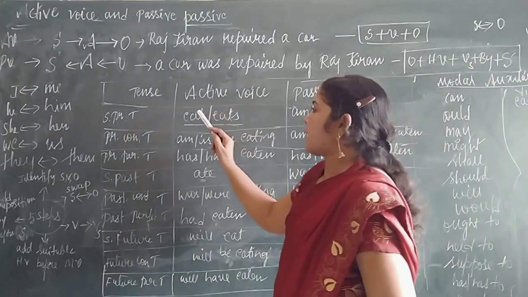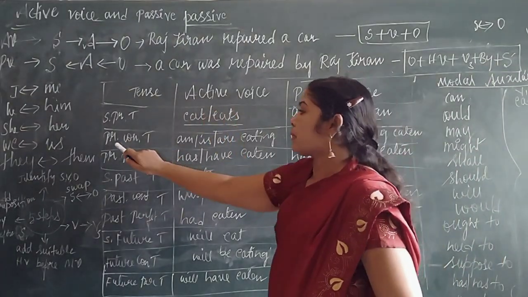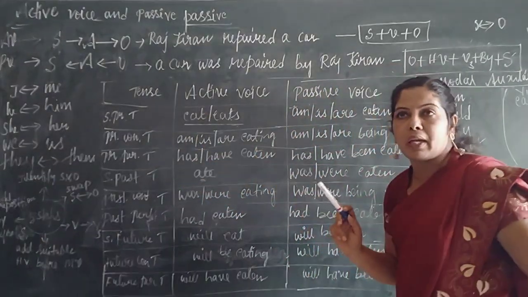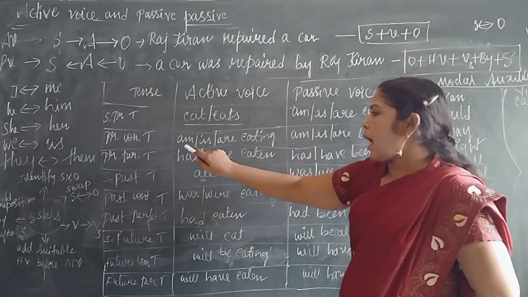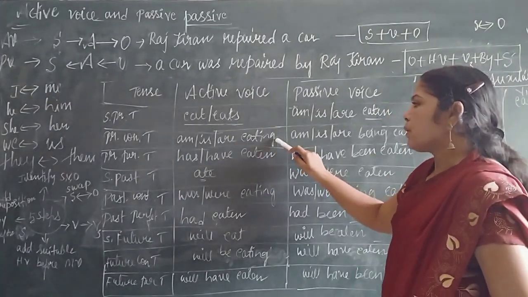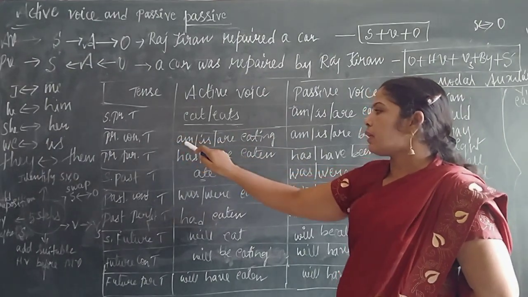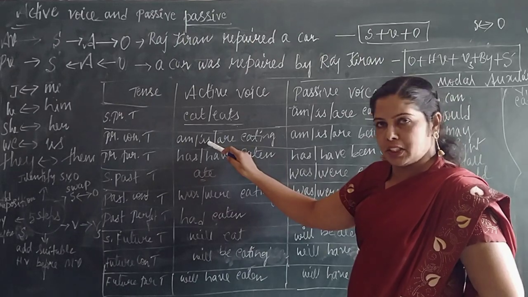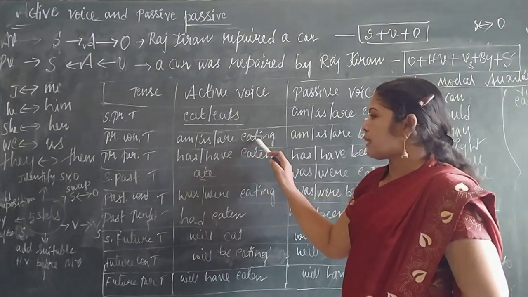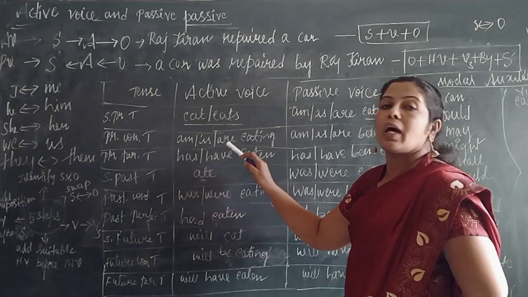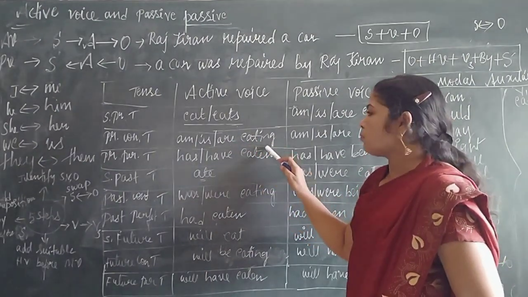Suppose the given sentence in active voice is present continuous tense. In active voice the sentence structure will be like this: am or is or are followed by the ing form of the verb. If the subject is I, we will have am, like I am eating. If it is singular, he, she, it, we will have is plus the ing form of the verb. If the subject is plural, there will be are followed by the ing form of the verb.